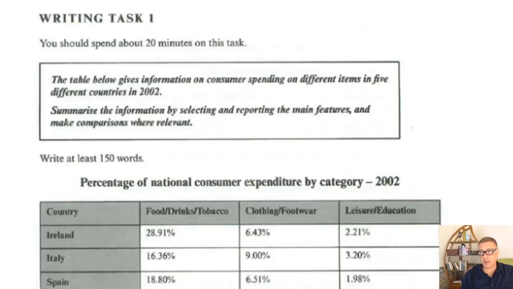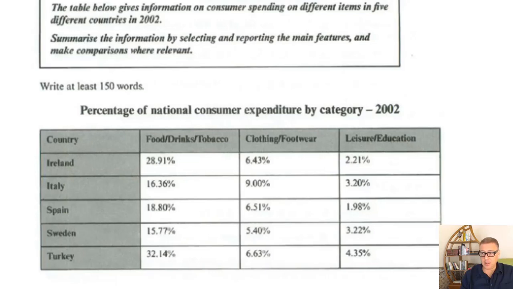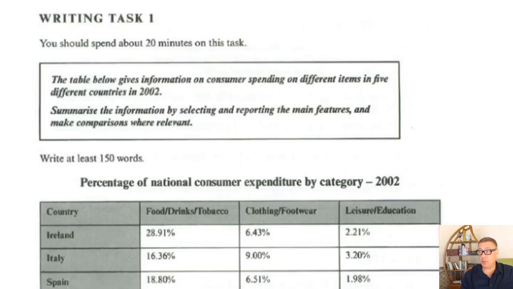Okay, so here is our question underneath the lesson notes. We're going to look at the sample answer that I wrote. And so this is a tables question. Ireland, Italy, Spain, Sweden, Turkey. 5 countries, 3 categories. So I've got 15 pieces of data. It's kind of a lot. But we're going to assume that we can probably combine some of these. The table below gives information on consumer spending on different items in 5 different countries in 2002.